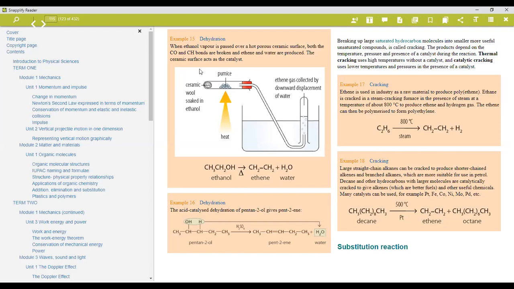So there we have our ceramic wool soaked in ethanol. This is our pumice, and this is where the heat goes through. The ethene gas is collected by downward displacement of water. The ethene is a gas, so the gas gets formed over here. Under high pressure, this is water, and this is the small pipe you use so that enough pressure can build up for the gas to move up in the tube.